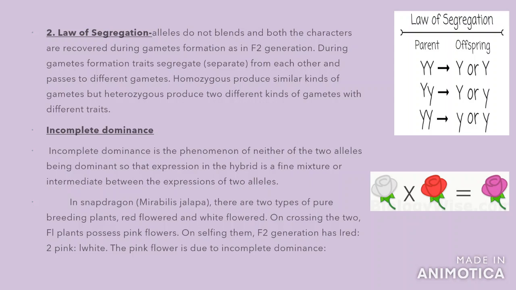Incomplete dominance. Incomplete dominance is the phenomena of neither of the 2 alleles being dominant, so that expression in the hybrid is a fine mixture or intermediate between the expressions of 2 alleles. In snapdragon, Mirabilis jalapa, there are 2 types of pure breeding plants, red flowered and white flowered. On crossing the 2, F1 plants possess pink flowers. On selfing them, F2 generation has 1 red, 2 pink, 1 white. The pink flower is due to incomplete dominance.